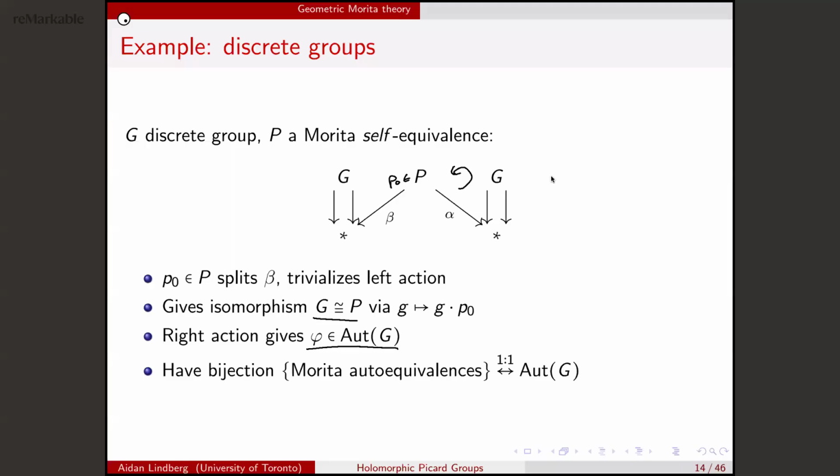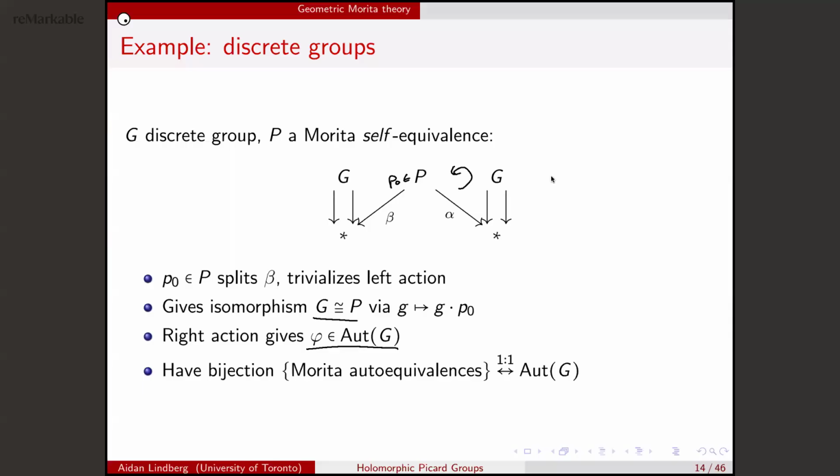Okay, so if you just have a group as your groupoid, then Morita auto-equivalences, so self-equivalences like this, are in one-to-one correspondence with automorphisms of the group. So you can think of these as being generalized symmetries. In this case, for the group, we've seen that these correspond to automorphisms, and for a general Lie groupoid, they're sort of like the Lie groupoid version of an automorphism.